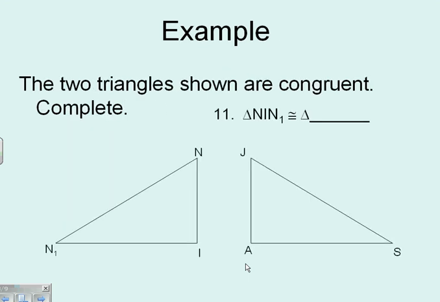All right, we'll do one more example just for fun. This one's kind of a fun one. We say the two triangles shown are congruent, and I said triangle NI sub 1, just to differentiate between these two N's, is congruent to triangle what? And that's triangle JAS with corresponding pieces, which of course spells inches. That was our fun moment for the day. That's the end.